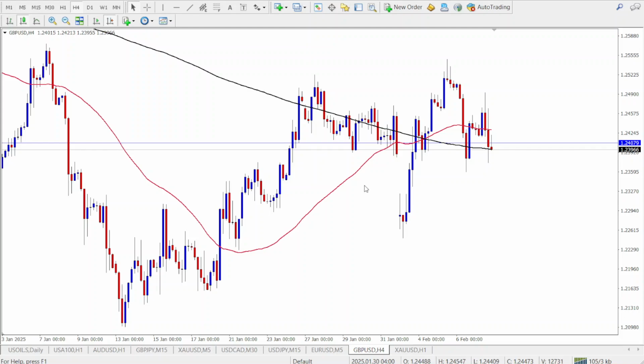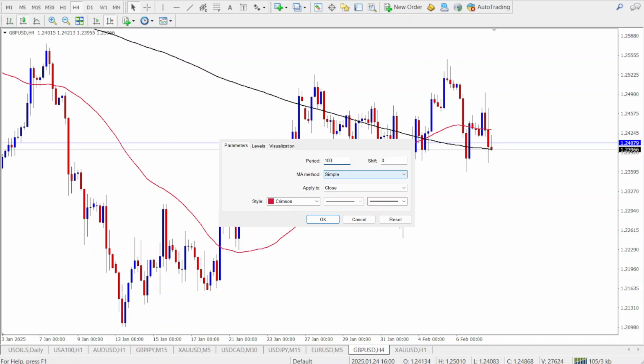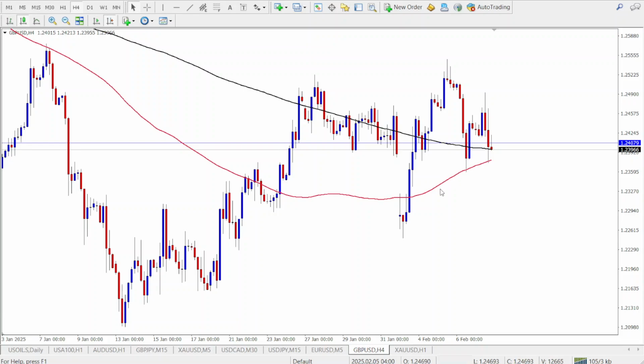This is best for trend confirmation and trade signals. Then for long-term trading or position trading, you can use the 100 period SMA and the 200 period SMA. It helps identify major market trends.